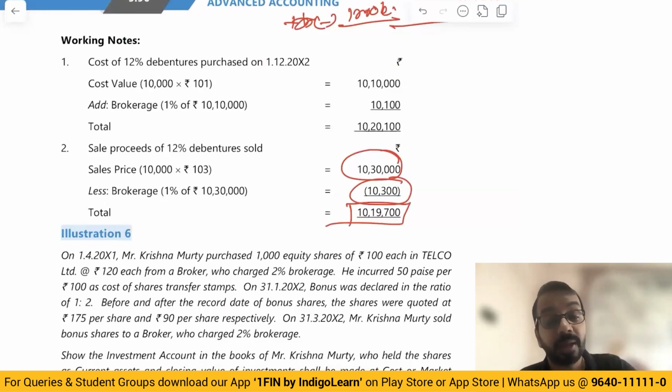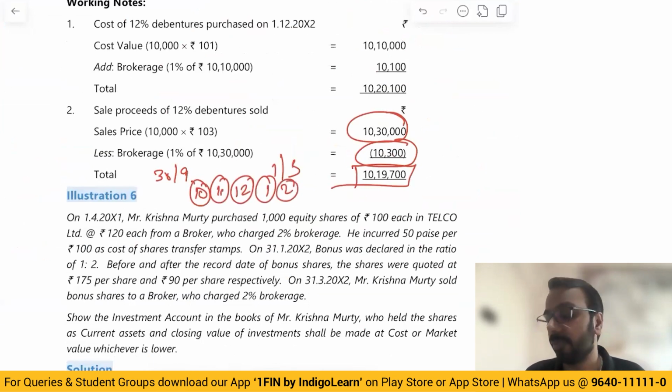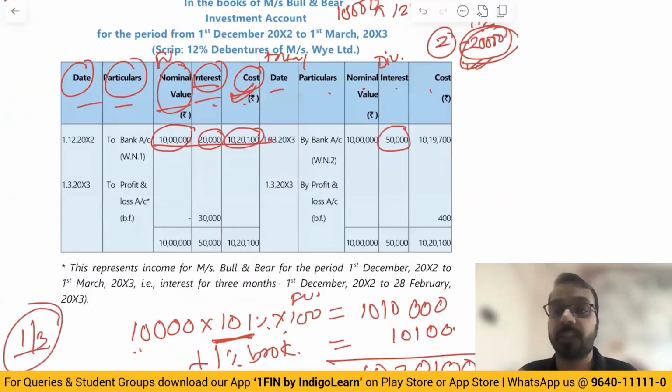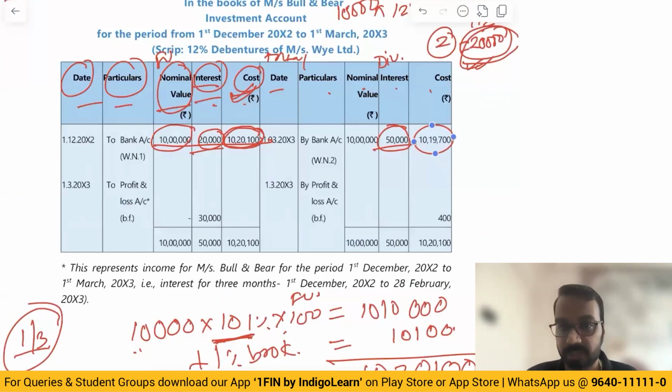Please remember, as we paid 2 months interest, we will also ask interest. Sir, how much interest will we ask? Last paid date is 30th of September. We are selling it on 1st of March. So we'll ask interest for October, November, December, January, February. Okay, for 5 months. So 5 months interest will be 50,000. Like we had 2 months interest at 20,000, 5 months interest is 50,000. Now the difference between the cost 10,20,100 and the selling value 10,19,700, whatever is the difference that we get, that difference will be the P&L balance.